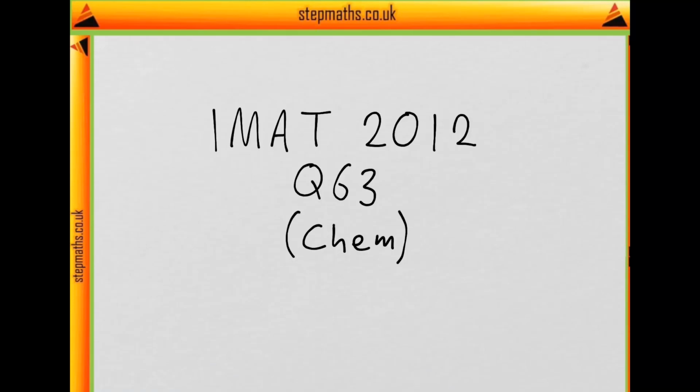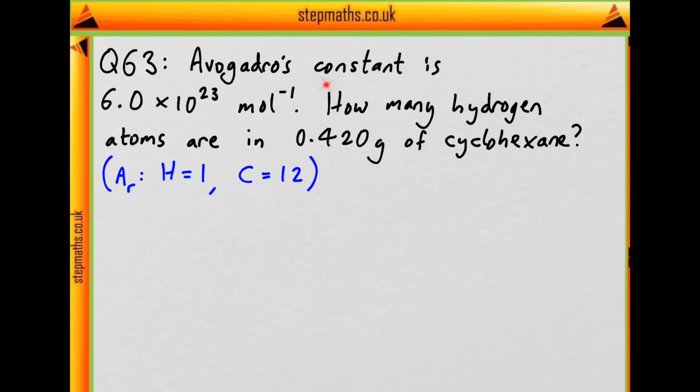This is question 63 on chemistry from the 2012 IMAT. So we're told that Avogadro's constant is 6 times 10 to the 23 per mole. How many hydrogen atoms are there in 0.42 grams of cyclohexane, given these relative atomic masses?